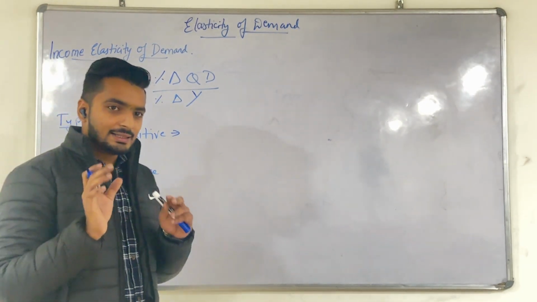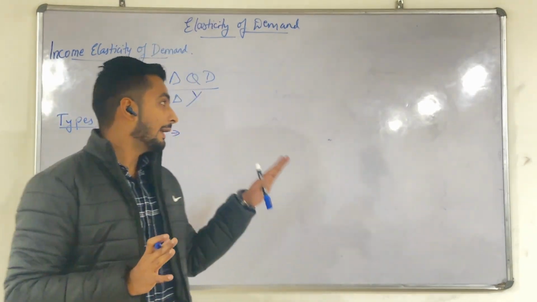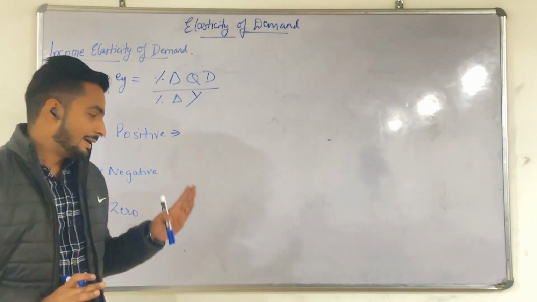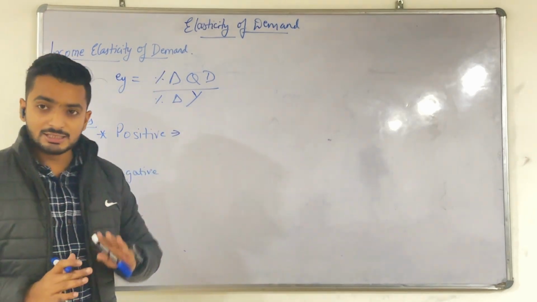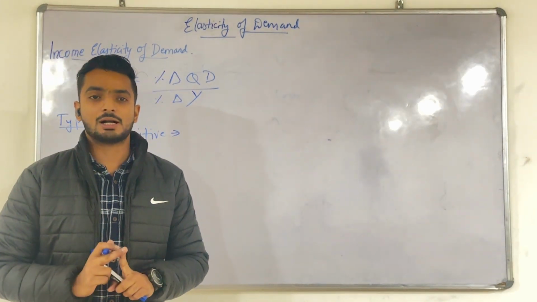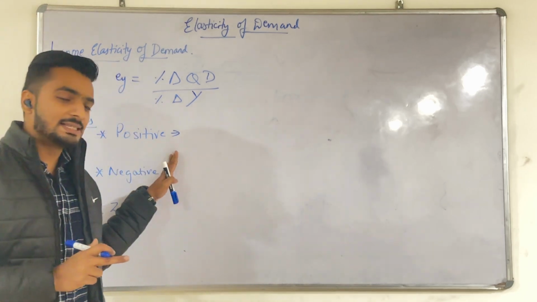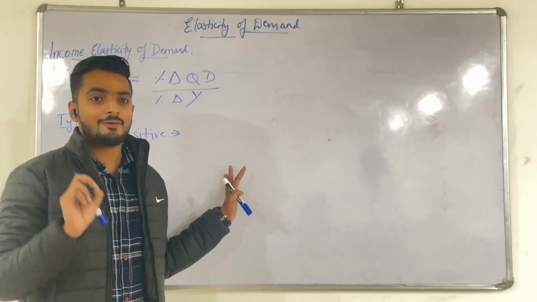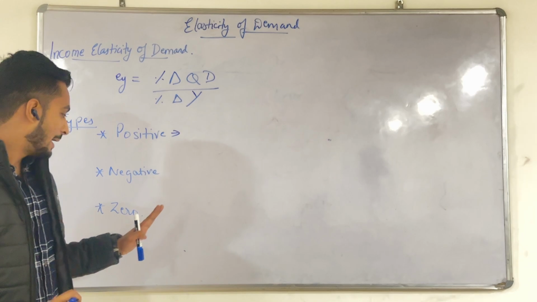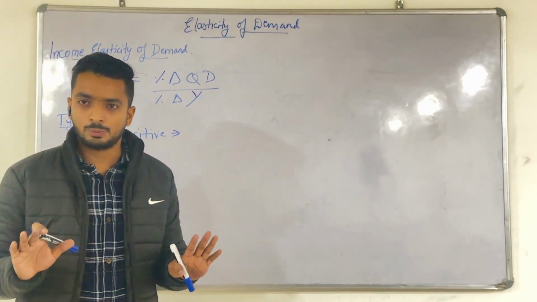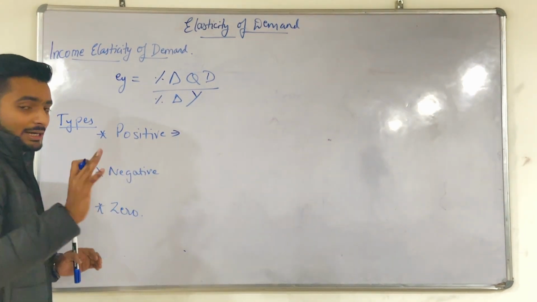Positive means that there is a direct relation between income and demand. Negative means there is an inverse relationship between income and demand. Don't write price. If you write price here, you will get zero. You have to write income, not price. And zero means there is no relation between income and demand.